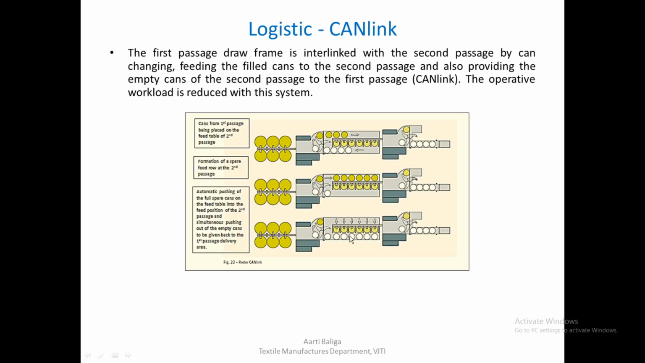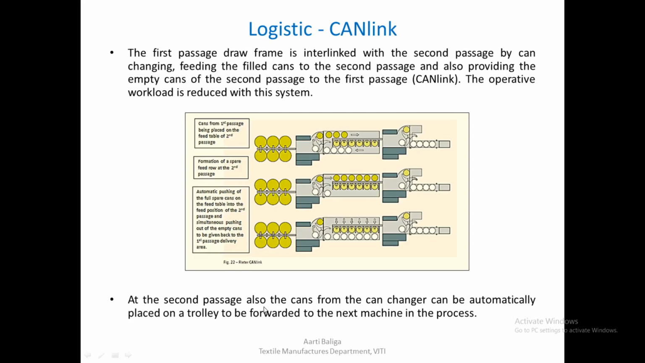And from the feed table, these empty cans are again picked up by the first passage. So it helps to feed the first passage with an empty can, and takes the delivery and feeds it to the second passage. So it's an automatic continuous loop system, and therefore you don't require any intervention from the operative, and his workload is reduced. As you can read from here, automatic pushing of the full spare cans on the feed table into the feed position of the second passage, and simultaneous pushing out of the empty cans to be given back to the first passage delivery area. So this is a continuous system that helps in reducing the workload.